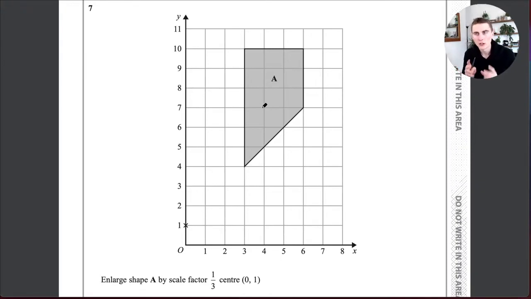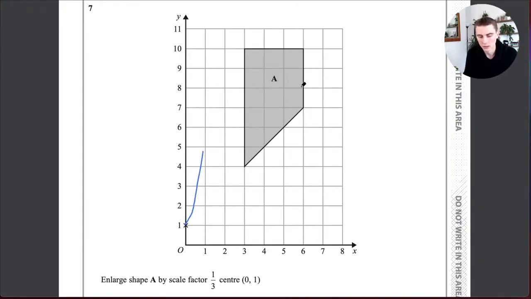Now, weirdly, enlarging something doesn't necessarily make it bigger. If your scale factor is less than 1, so it's a fraction like this, then actually it will get smaller. So when we enlarge this shape, it's actually going to get smaller. But we have to enlarge it from this center. So the way that I would do this is I would first of all draw some lines.